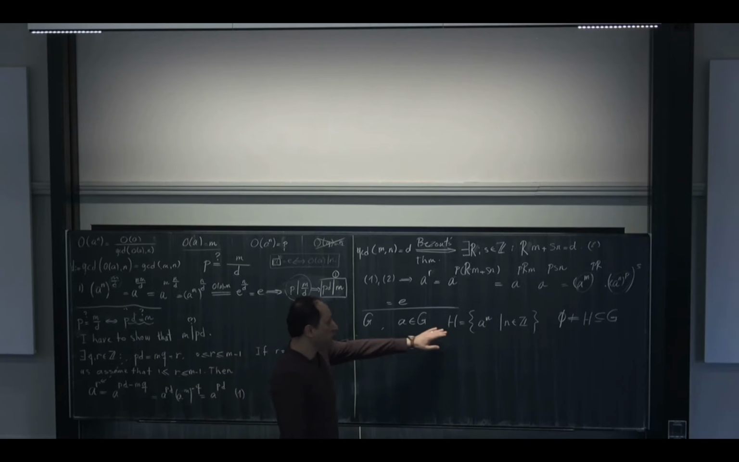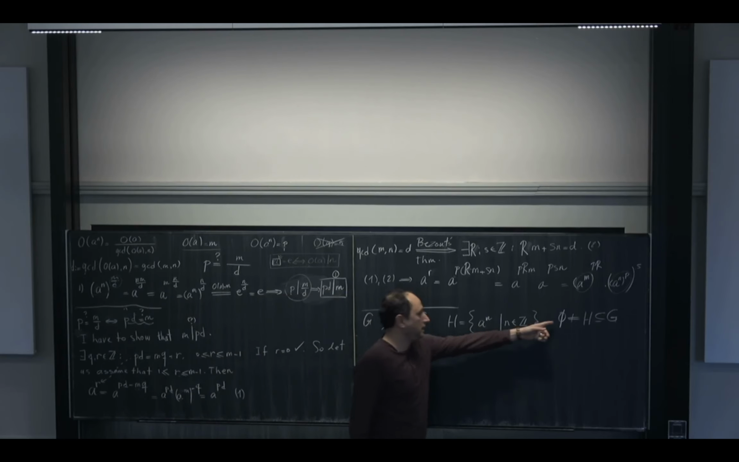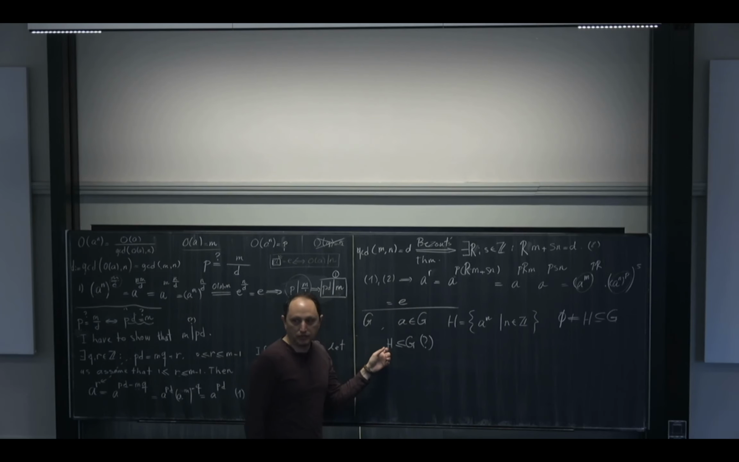But you want to prove more than that. You want to prove that this is a subgroup. So do you remember we had three things to check? It is not empty, which we are happy with. It is closed under taking inverses, and it is closed under multiplication. Yes?